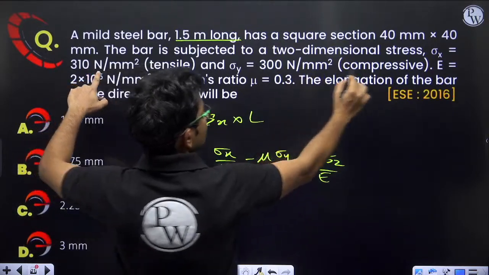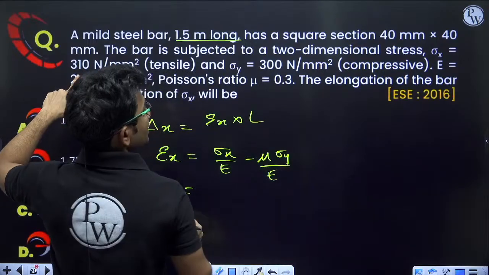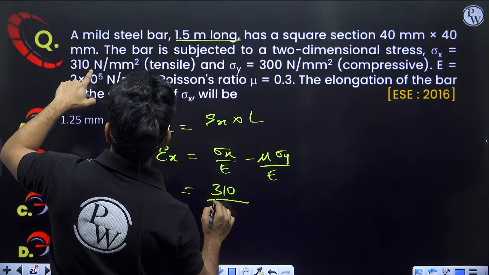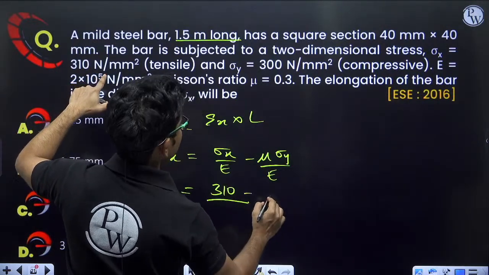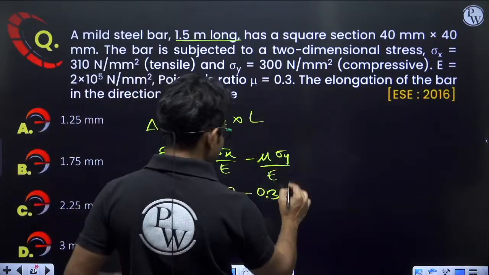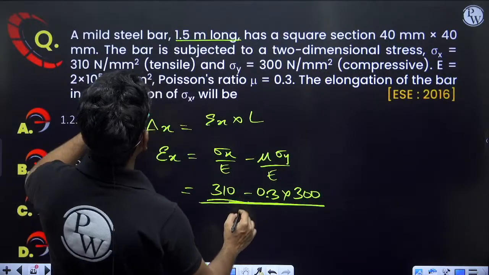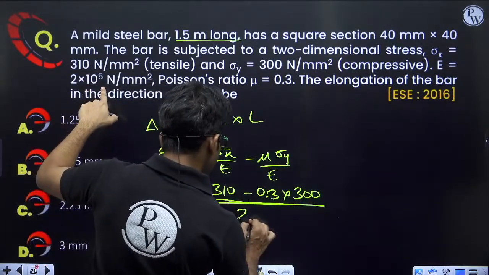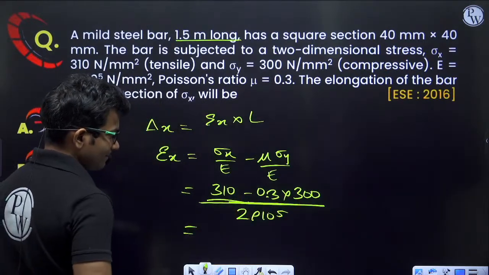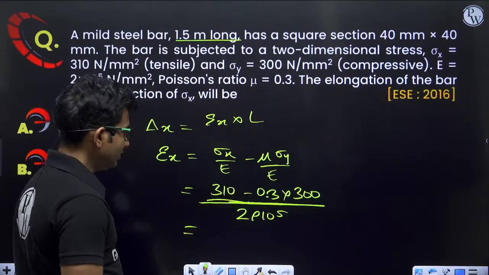Okay, so what is the value of sigma x? Two-dimensional stress is given, so the sigma z term can be removed. Sigma x is 310 tensile, so it will be positive. Okay, minus mu is 0.3. What is the value of sigma y? 300, whole upon E, Young's modulus. What is the value of Young's modulus? 2 into 10 to the power 5. Okay, so 300 minus 90. 310 minus 90 means 220.